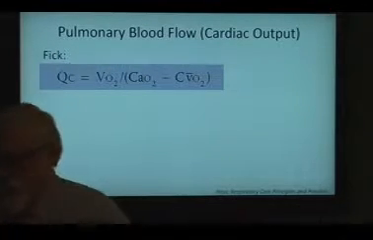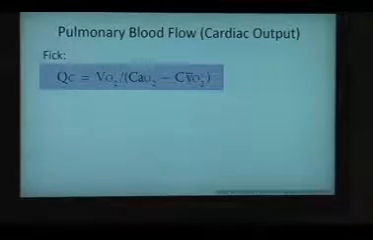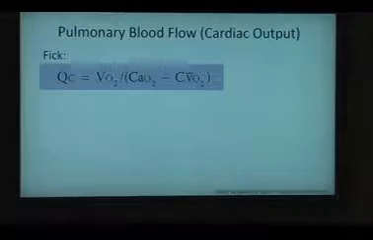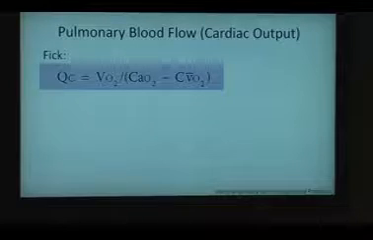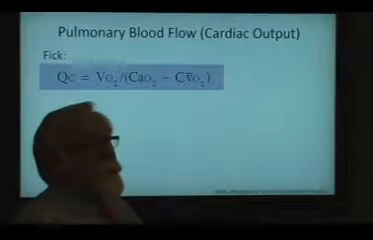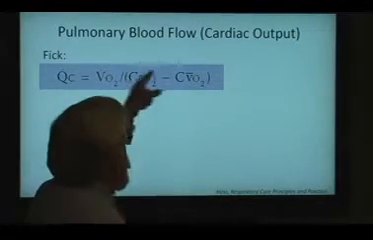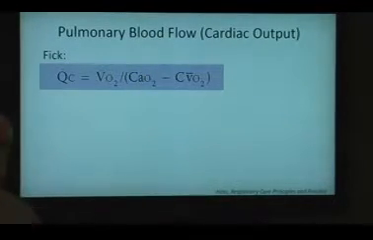So it may be of interest and of value to measure pulmonary blood flow. Because if we measure blood flow through the pulmonary circulation, we have essentially measured cardiac output. As we said before, all of the cardiac output goes through the pulmonary vasculature. So we can measure pulmonary blood flow. That is cardiac output. And the way that cardiac output is commonly measured is by measuring pulmonary blood flow.